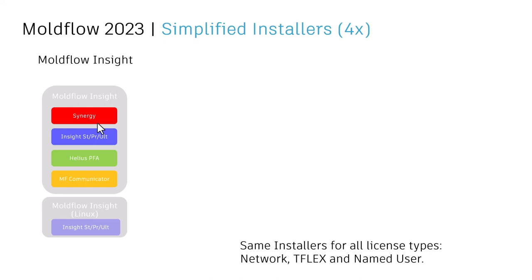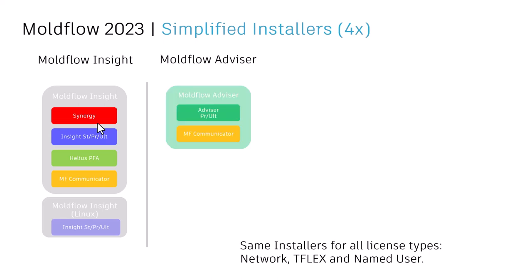So what is this installation comprised of? Moldflow Insight will comprise of 4 components, that is Synergy, Insight, Alias PFA, MF Communicator, and Moldflow Insight for Linux as well. So you have options to check in or check out whichever installations you don't need to opt for.